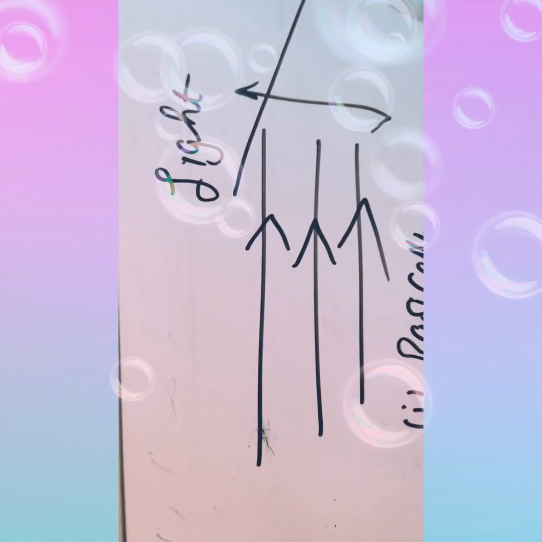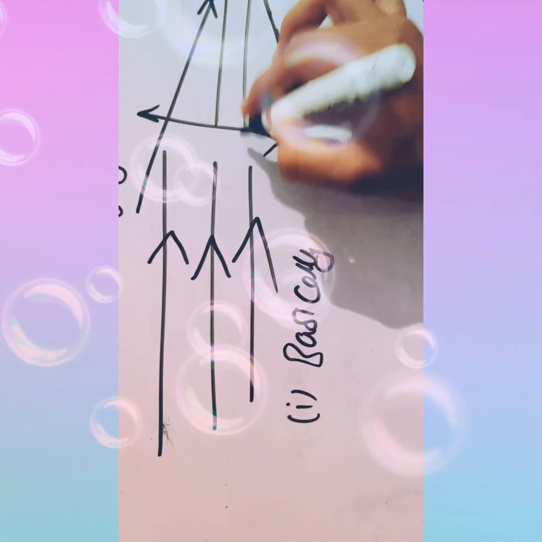And when both the angles, angle of incidence and the angle of reflection, are equal, then the surface is said to be polished or regular. And when they are not equal, the reflected light is going in different directions. The surface is said to be irregular.